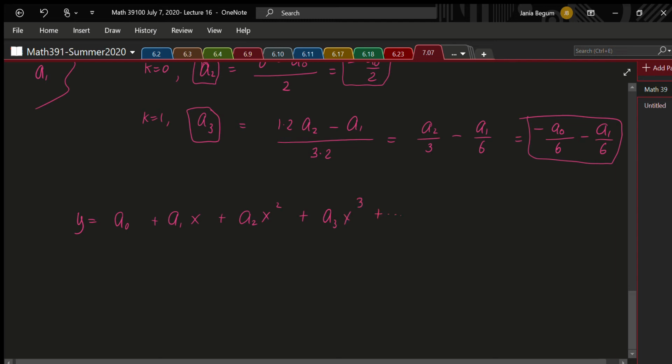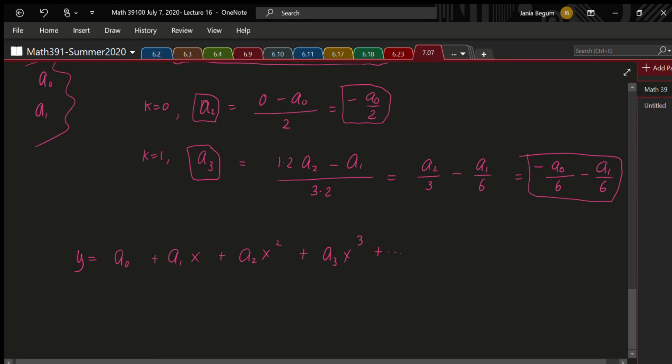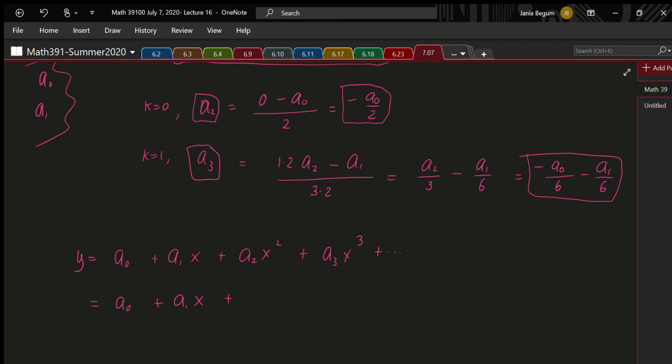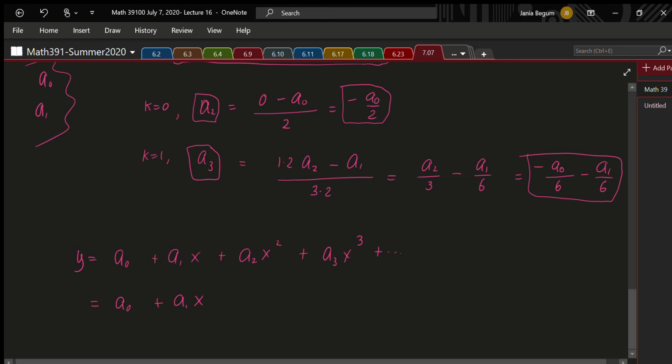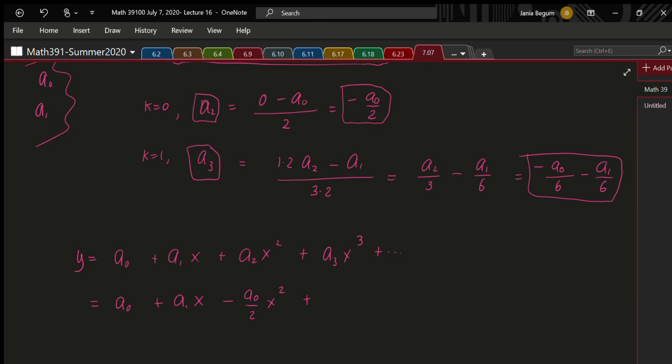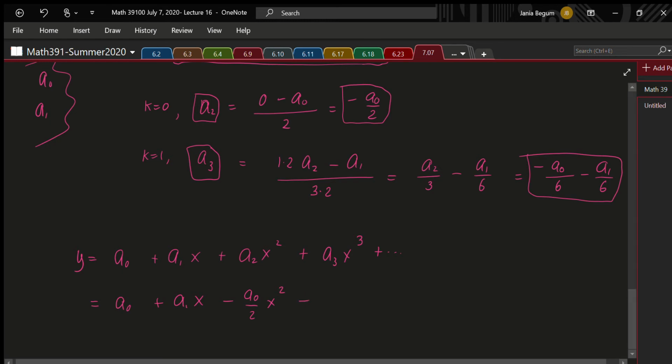Okay. Now I'm going to plug in these coefficients. So we have a0, that's just a0 itself. a1 is a1 itself, plus a2. a2 is negative a0 over 2. So I'm going to rewrite that one. That's negative a0 over 2 x squared plus a3. We found that to be those guys, so that's negative a0 over 6 plus a1 over 6 times x cubed, and so on.